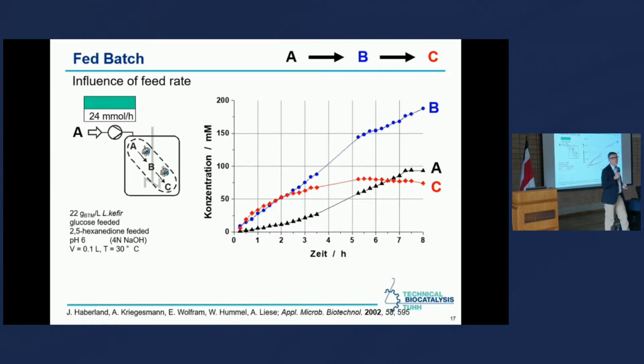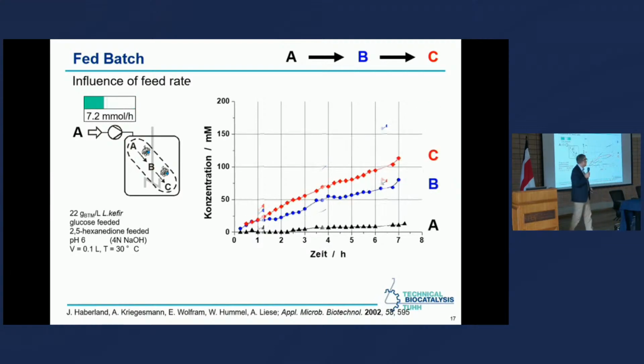Now we're reducing from 24 millimole per liter to 7.2 millimole per liter, and you see suddenly the system looks totally different. Our target compound C becomes a major product being produced, and yield is increased. However, our side product B is still formed significantly.